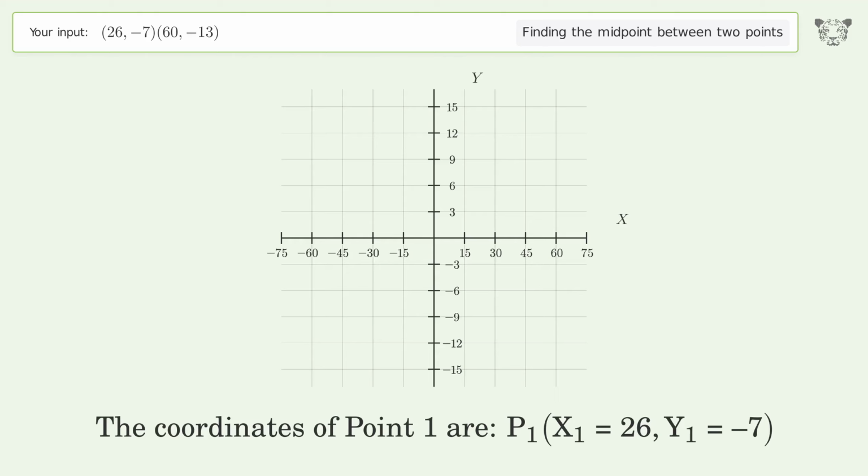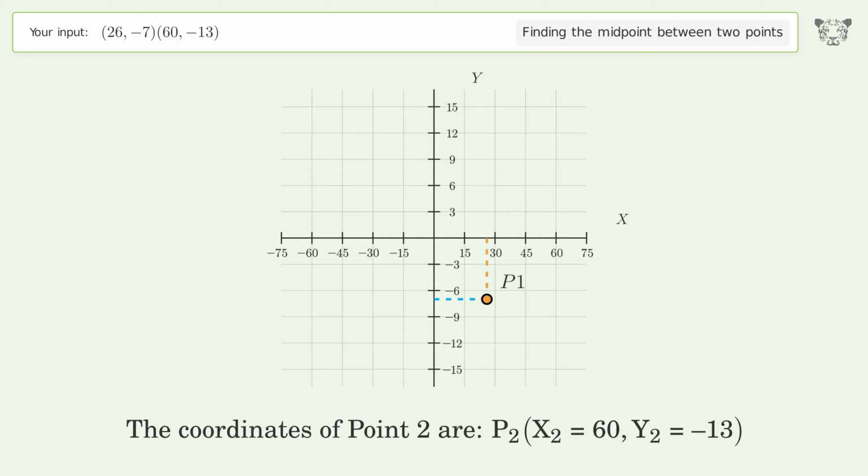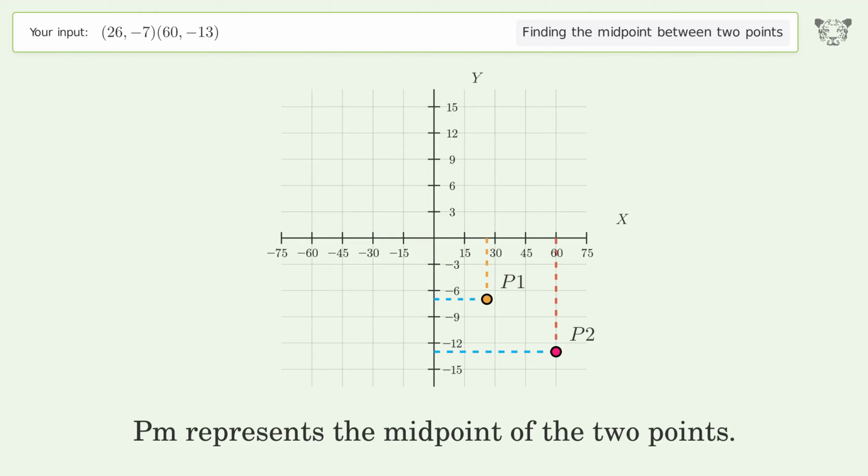The coordinates of point 1 are, x1 equals 26, y1 equals -7. The coordinates of point 2 are, x2 equals 60, y2 equals -13. PM represents the midpoint of the 2 points.